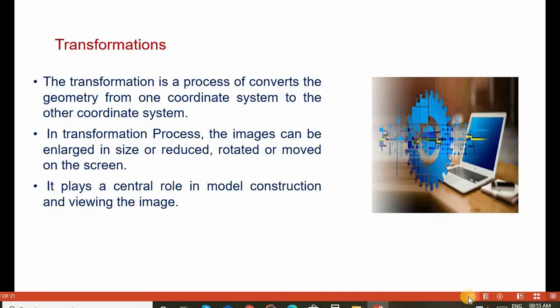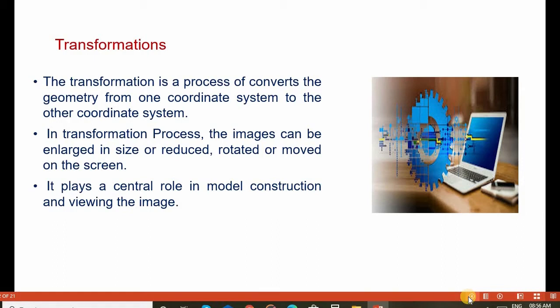Today we are going to discuss the topic on computer graphics transformations. Computer graphics transformation is one of the major components of CAD software systems. What is transformation? Basically, transformation is a process that converts the geometry from one coordinate system to another coordinate system. It converts the geometry of the object, image, or any other component. The coordinates of the particular geometry of the object or image can be transferred to another coordinate system.